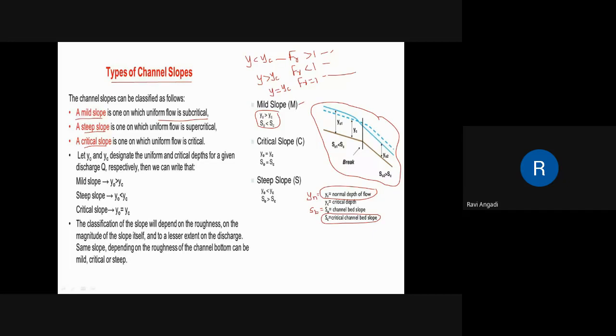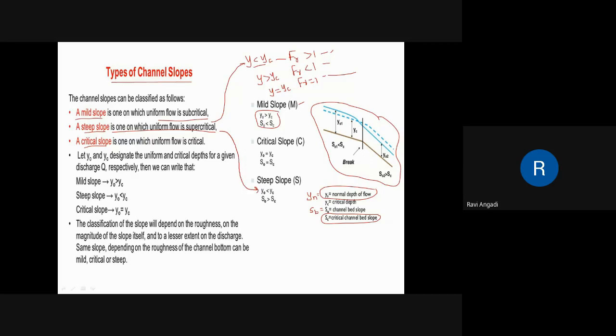Then steep slope. The steep slope means the water will be flowing very fast. A steep slope is one on which uniform flow is supercritical. Then coming to supercritical, what is the condition for supercritical? Y naught is less than Yc. Y naught should be less than Yc. So it is given here.